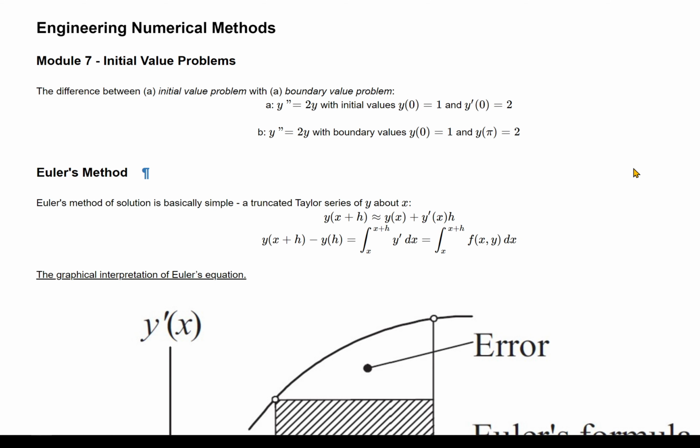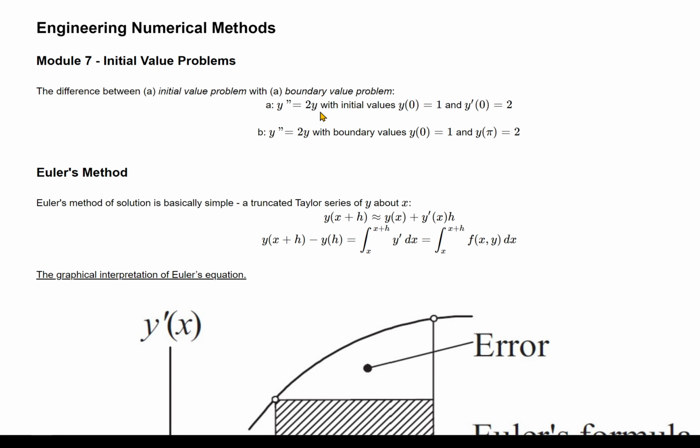Engineering Numerical Methods, Module number 7, Initial Value Problems. In engineering, we have two types of problems, initial value problem and the boundary value problem. So in the next module, we're going to talk about the boundary value problem. But for this module, let's see the difference between the two.